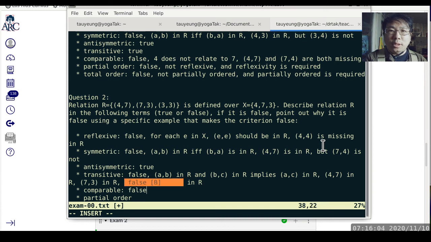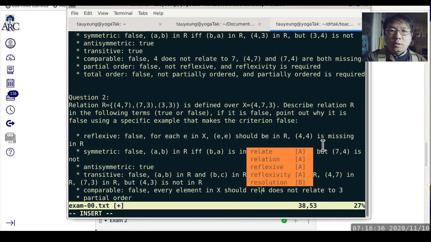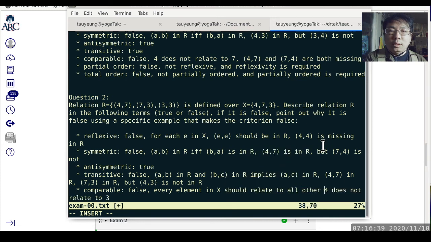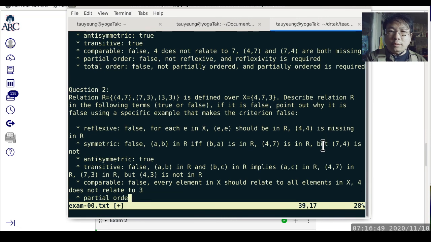So the explanation is kind of the same as before. We can just identify one of the elements that does not relate to some of the other elements, and we can take our pick here. 4 does not relate to 3, and in order for something to be comparable, every element has to relate to every other element. Okay, so we can also explain here, every element in X should relate to all elements in X, including itself. Sorry, there we go. And 4 does not relate to 3.